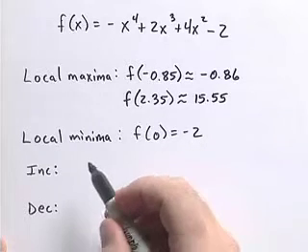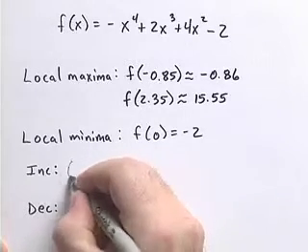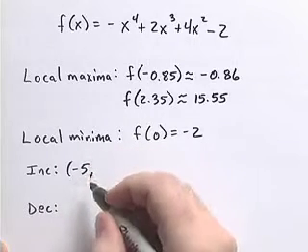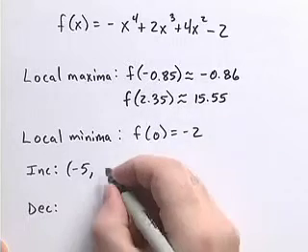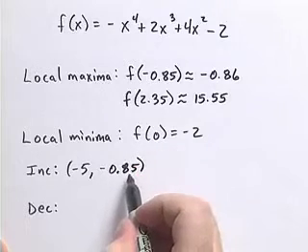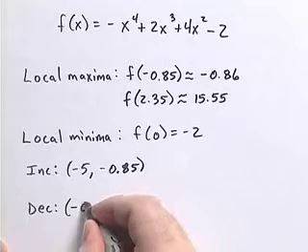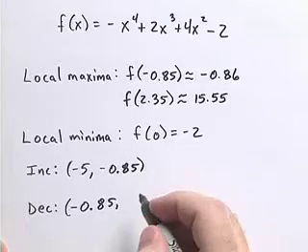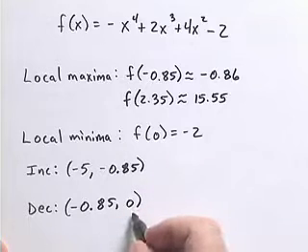If we recall from our graph, the graph was initially increasing. So we're going to start from the left side. We are increasing starting at negative 5, and we increase until we get to that first maximum. That occurred at negative 0.85. So we know the function's increasing on this interval. Once we hit the maximum, the function started to decrease. So we're decreasing from negative 0.85, and we decrease until we hit the minimum. The minimum occurred at 0, and so we're decreasing on this interval.